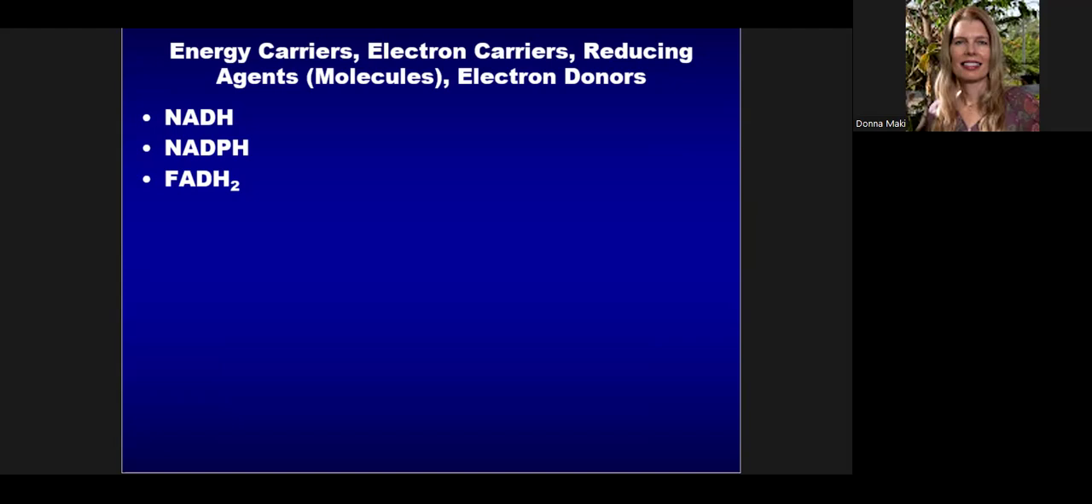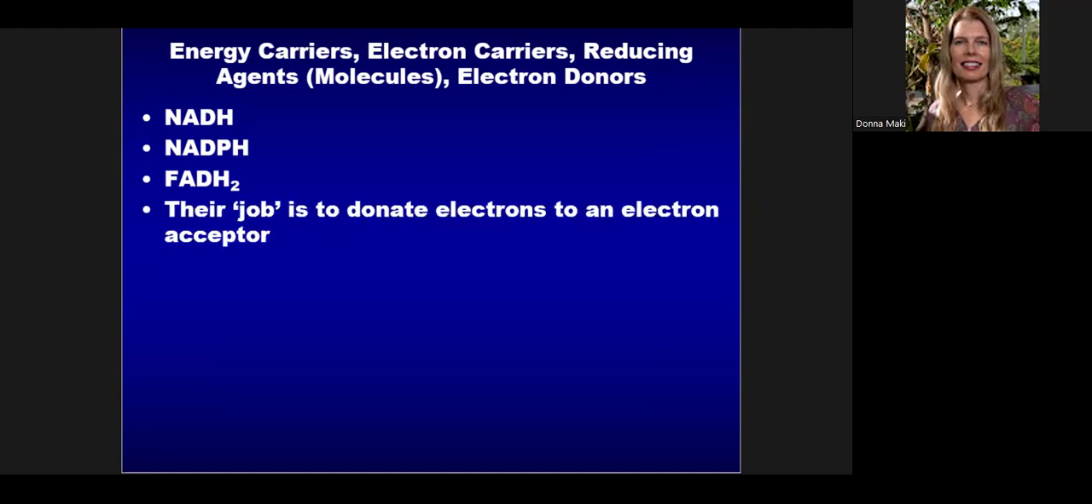And so I tend to say reducing agents because if you are donating off an electron, you are reducing something with that electron. So that's why they say a reducing agent. It's an agent of reduction, all right? But essentially, their overall job is to donate electrons to some acceptor molecule.